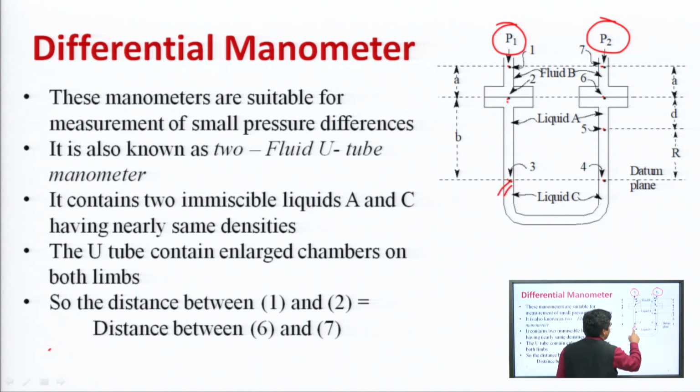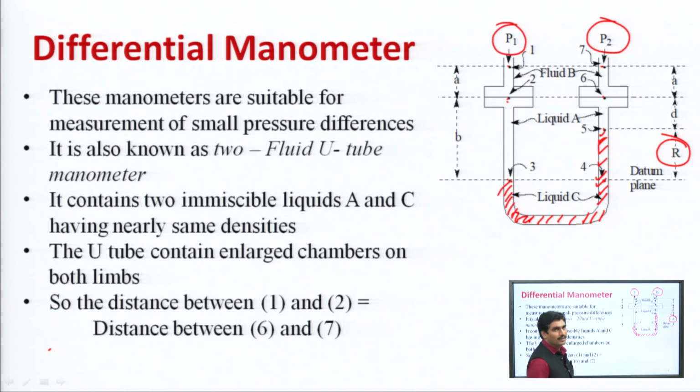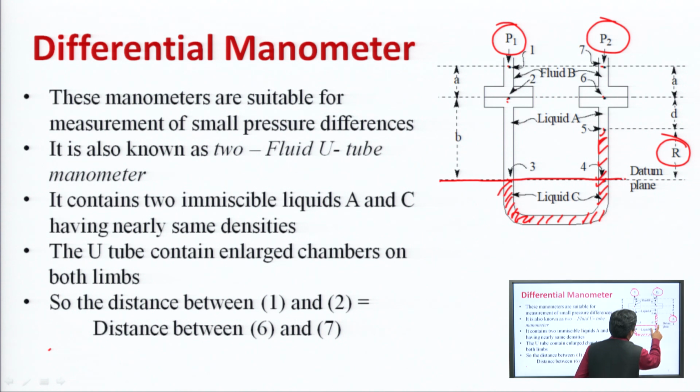Okay. Now, in this case, this is liquid C. Due to the pressure applied, it is moved from point number 3 to 4 and 4 to 5. The height is raised up to 5. That height is called R. This is the arbitrary horizontal plane or datum plane, basing on which we will measure the pressure difference by using this differential manometer.